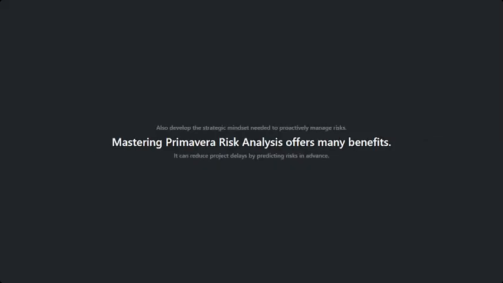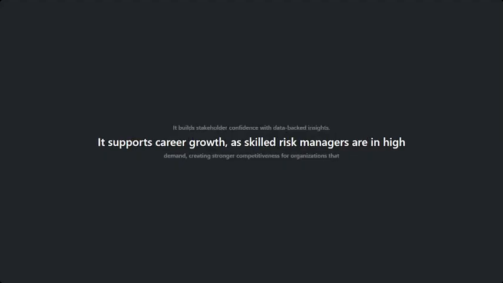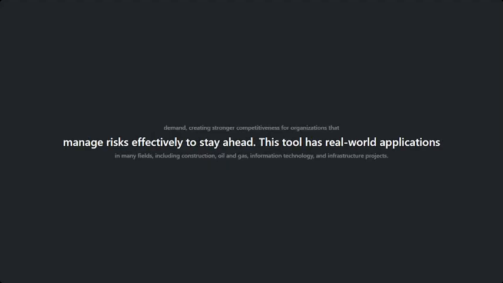Mastering Primavera Risk Analysis brings many benefits. It can lead to reduced project delays by predicting risks in advance. It improves budget control by quantifying financial risks. It builds better stakeholder confidence through data-backed insights. It supports career growth for professionals, as skilled risk managers are in high demand. And it creates stronger business competitiveness, as organizations that manage risks effectively stay ahead.